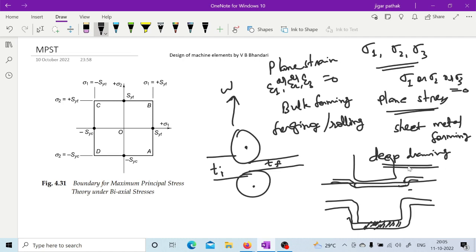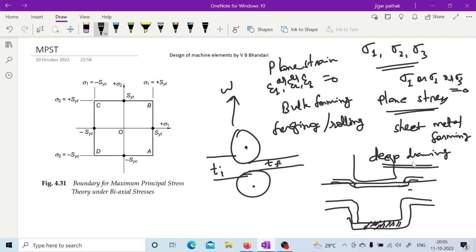Okay. So in punching, there will be. In punching, you may have that shear. In punching and blanking, where you are cutting the material, in that case, you may have that shearing.